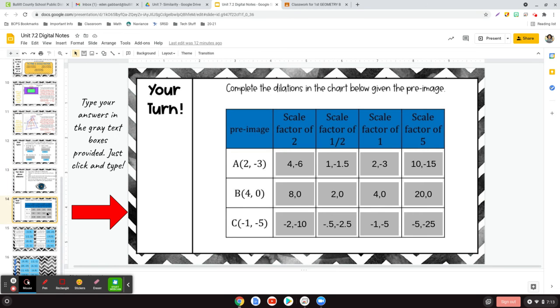So our last activities on these notes, here is a your turn activity. And we're just going to fill in this chart by the scale factor. These are our pre-image points. These are our scale factors. At this one, we multiply each of these coordinates by 2. This factor, we multiply each x and y coordinate by 0.5. On this one, we multiply each x and y coordinate by 1. And on this one, we multiply each x and y coordinate by 5. And we fill that in. Hopefully you can pause here and check yours to make sure that you filled it in like I have filled mine in.